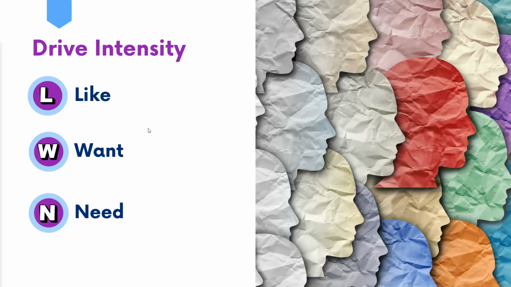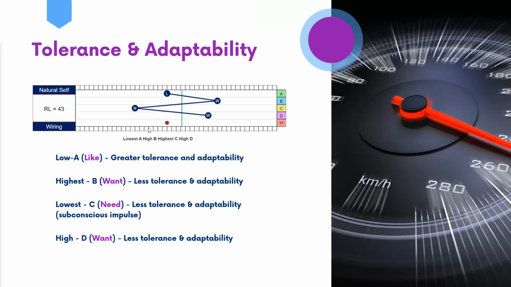Now let's look at this within the scope of an AccuMax index profile. The example that's on the shared screen is a low A within the like, the B drive is highest within the want, the C drive is lowest within the need, and the D drive is high within the want. So low A, highest B, lowest C, high D. But when you start considering intensities, everything changes based on how those drives are actually displayed. I look at drive intensity as the single most important part of profiling.